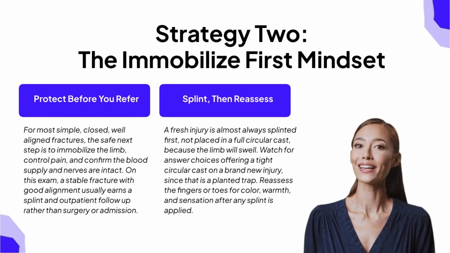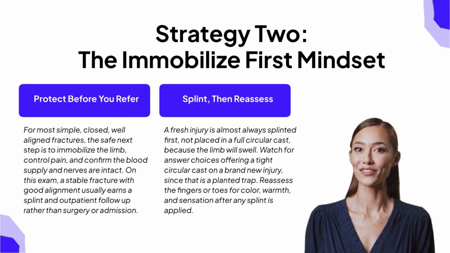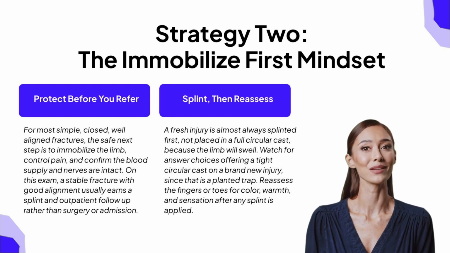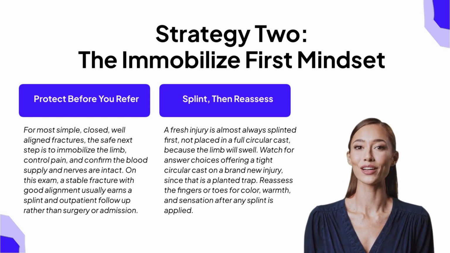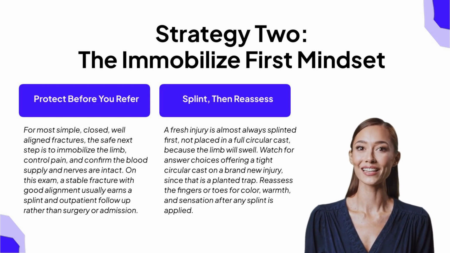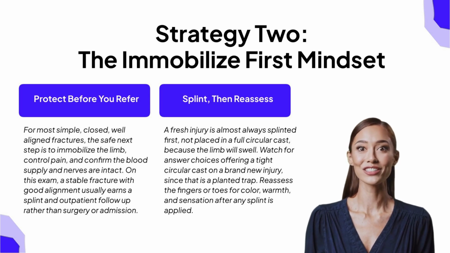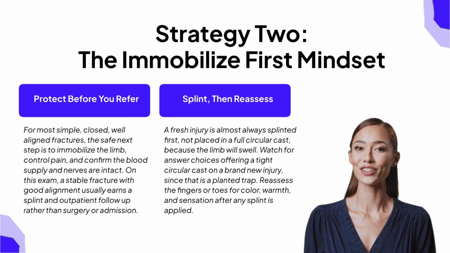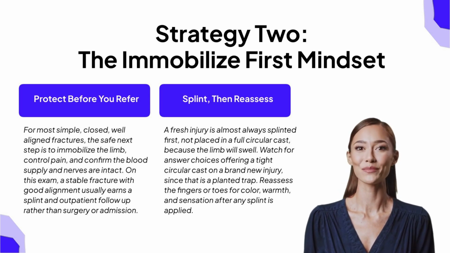Our second strategy is the immobilize first mindset. For most simple, closed, and well-aligned fractures, the safe and correct next step is to immobilize the limb, control the pain, and confirm that the blood supply and the nerves to the fingers or toes are intact. On this exam, a stable fracture that is already in good position usually earns a splint and outpatient follow-up, not surgery and not admission. One key detail the test loves is the difference between a splint and a full circular cast. A fresh injury swells, so we splint first and save the tight circular cast for later.